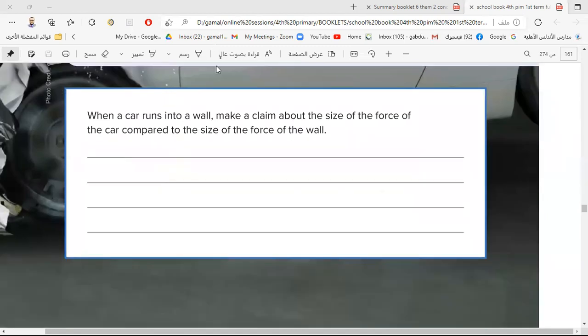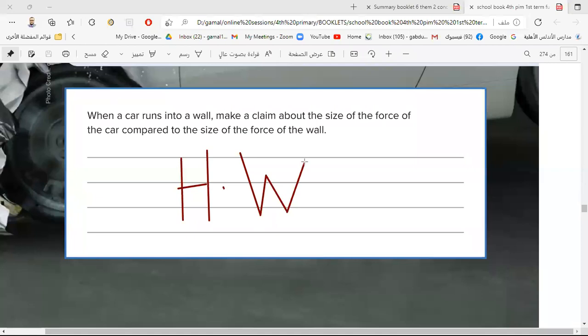This will be our homework, guys. Is it okay? This will be your homework, inshallah. Is it easy? We'll read it now.